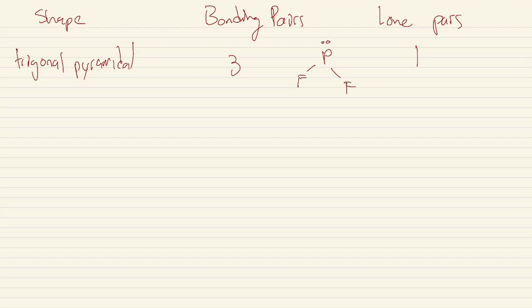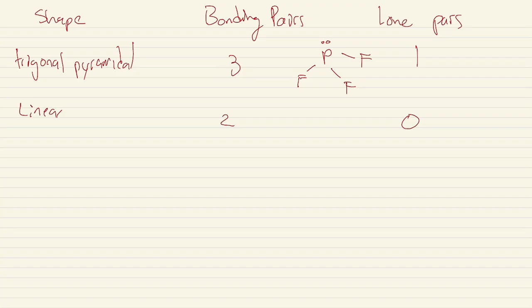This would be something that is trigonal pyramidal, right? And we'll talk about the properties in a second. What other shapes did we have? We had a linear molecule. And how many bonding pairs and how many lone pairs does that have? No lone pairs, right? Yep, we have 0 lone pairs and 2 bonding pairs, right?